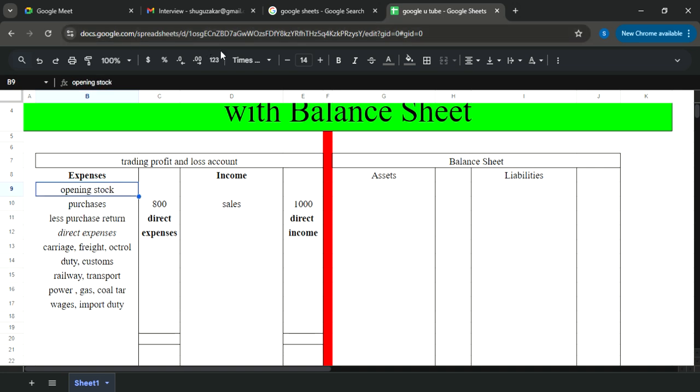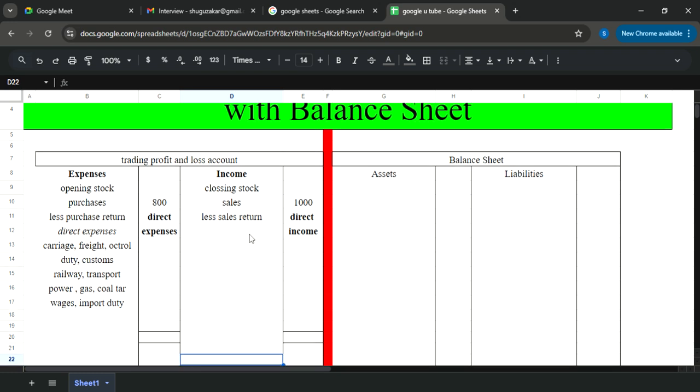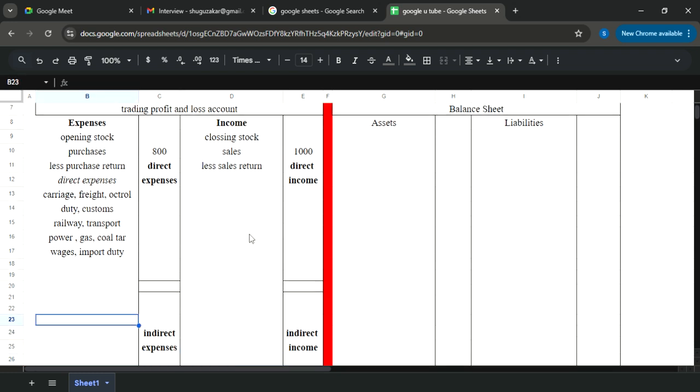And kindly note that it would be started with opening stock. On the other hand, now we'll come over here. This would be with closing stock, which is unused. You will write sales and then less sales return. This portion has been completed. We have direct expenses over here, direct income over here. Now we will see what are examples of indirect expenses.